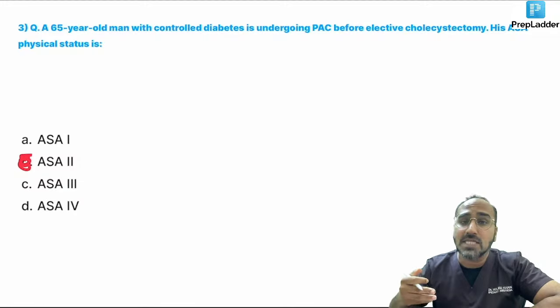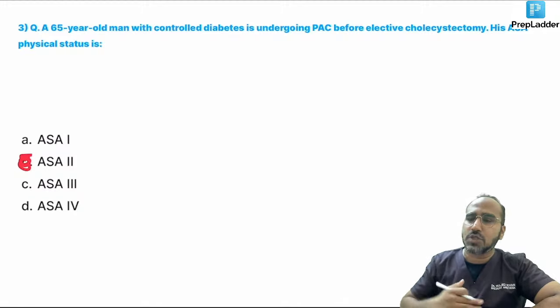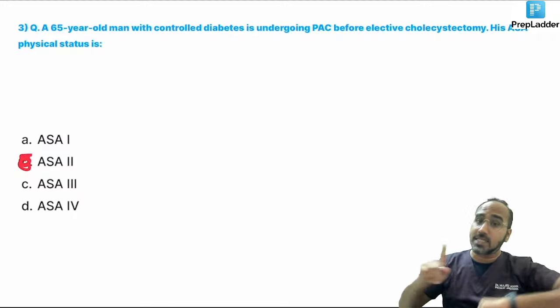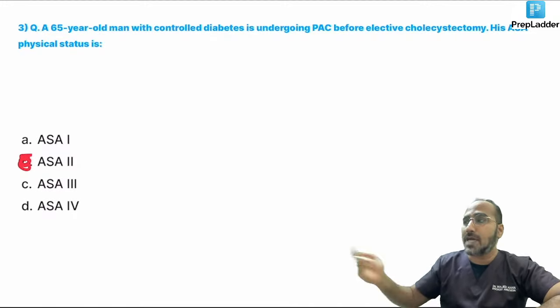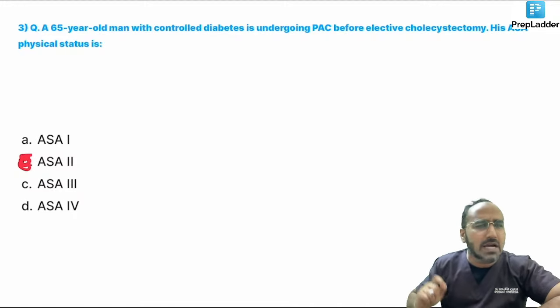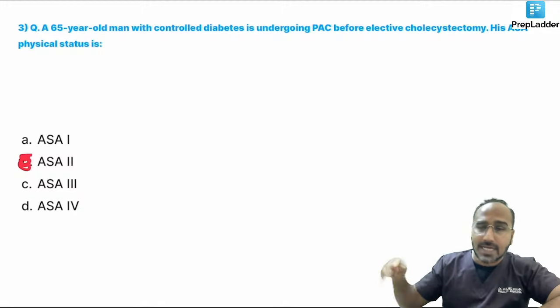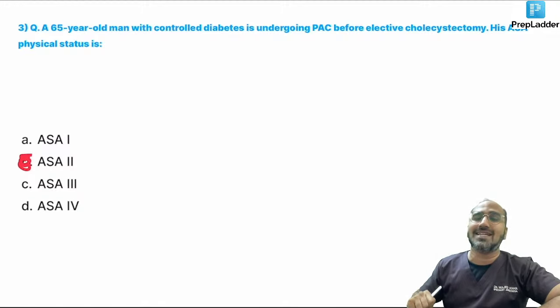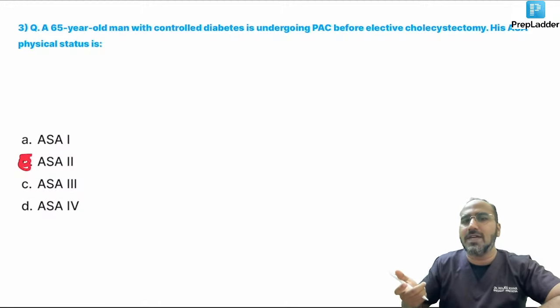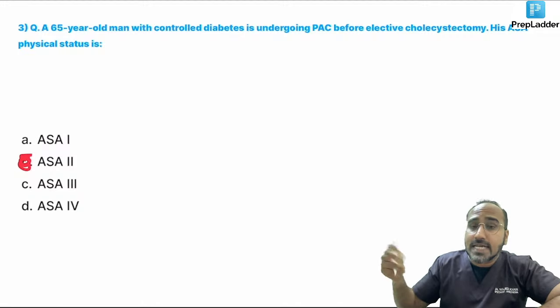Now, ASA 1 means what? ASA 1 means patient comes to me and tells, doctor, I am healthy. That is ASA 1. ASA 2 means what? Patient comes to me and tells, doctor, I am having a mild disease. That is class 2. ASA class 3 patient means what? He comes to me and tells, doctor, I am having moderate to severe disease. That is class 3.